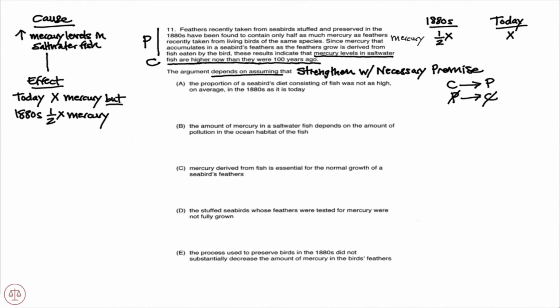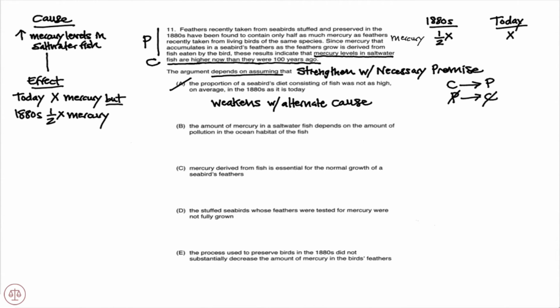So let's take a look now at A. The proportion of a seabird's diet consisting of fish was not as high on average in the 1880s as it is today. And you notice that A actually weakens this argument by pointing out an alternate cause. It's not that the mercury levels are higher in saltwater fish today, but rather that birds today eat more fish than birds did in the 1880s. So A, an alternate cause of eating more fish, weakens the argument. Again, we're looking to strengthen, and not only strengthen, but strengthen with a necessary premise.